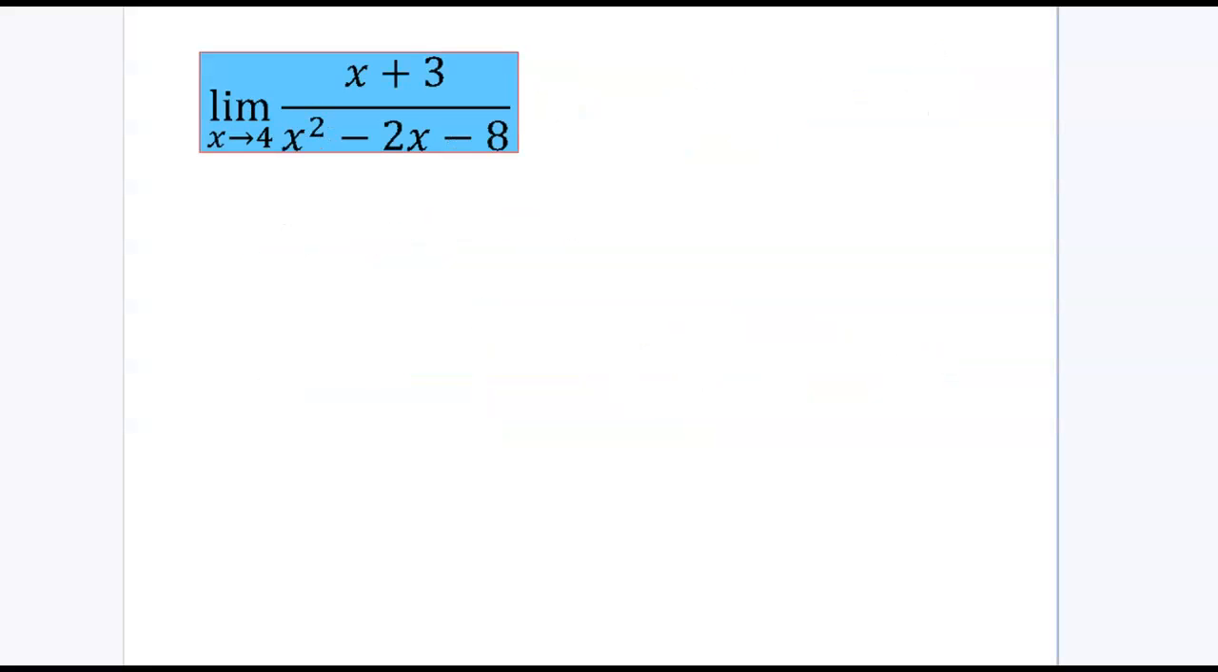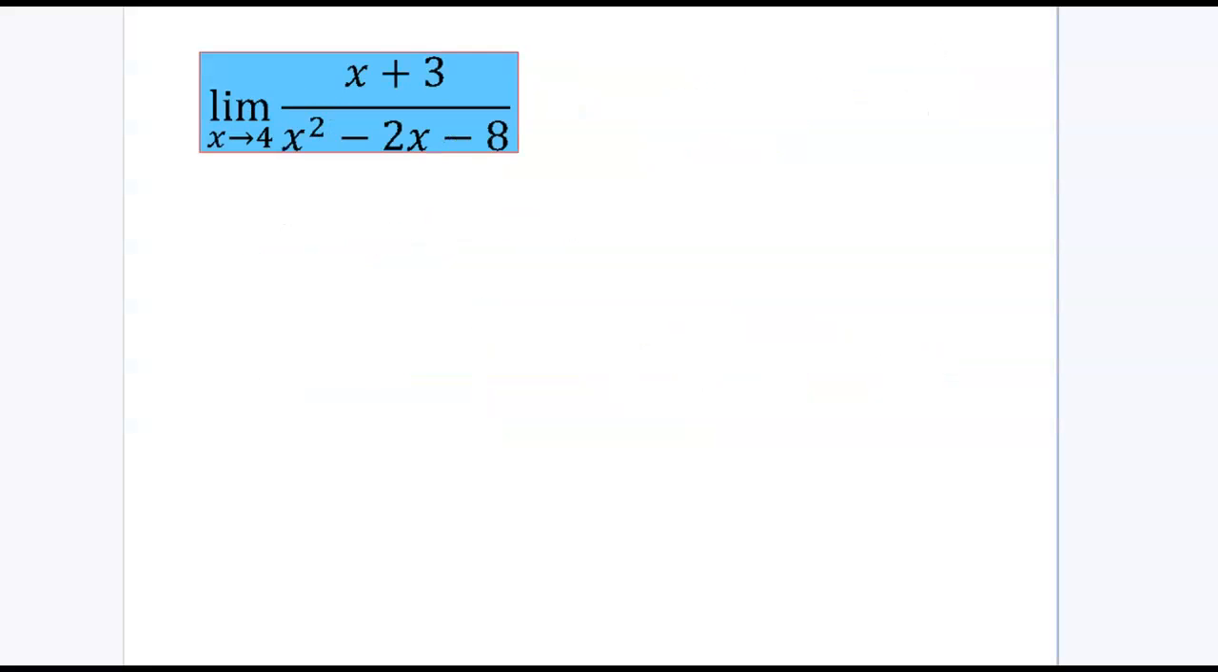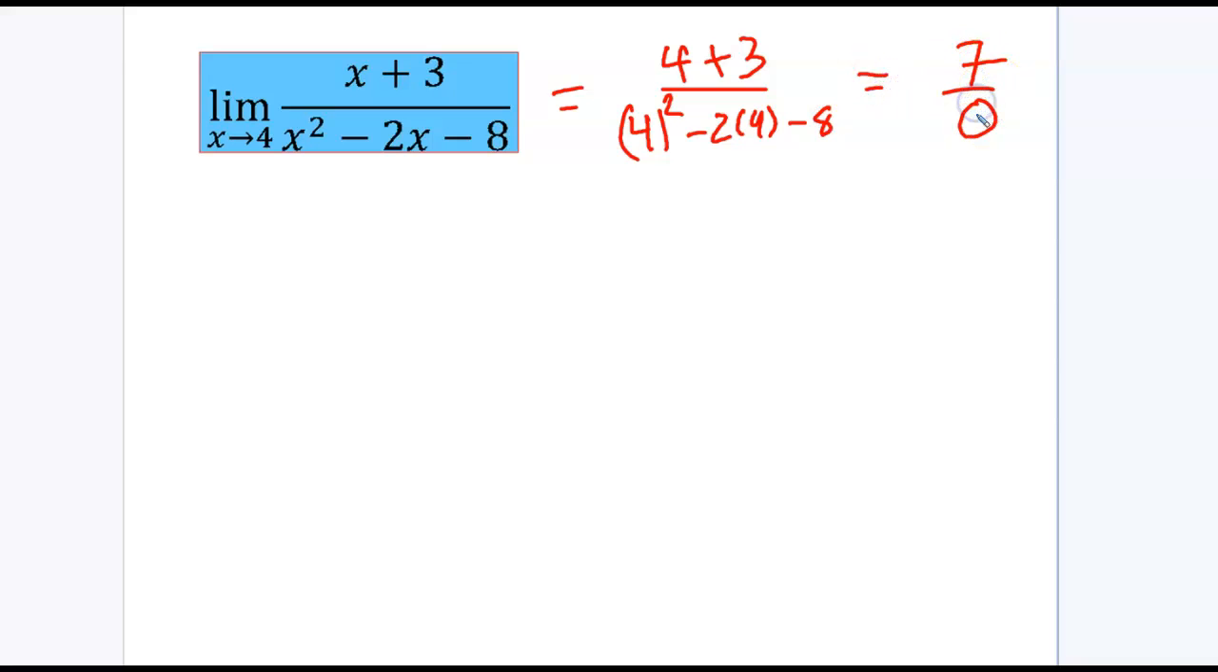Okay, let's try this one here. In this example, they're asking me for the limit as x approaches 4. It's not giving me one side to check, so I must first plug 4 in to see what I get. If I plug 4 in, I get 4 plus 3, which is 7, over 4 squared minus 2 times 4 minus 8. So I'm going to end up with 7 over 0. Therefore, x equals 4 is a vertical asymptote.